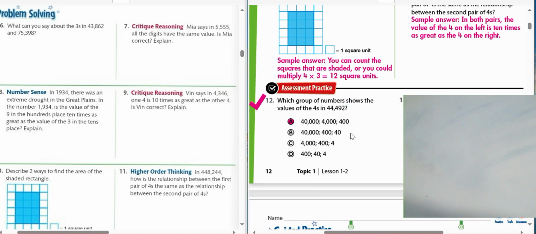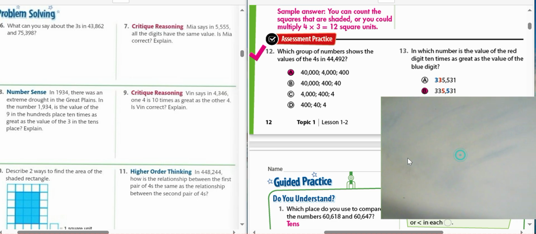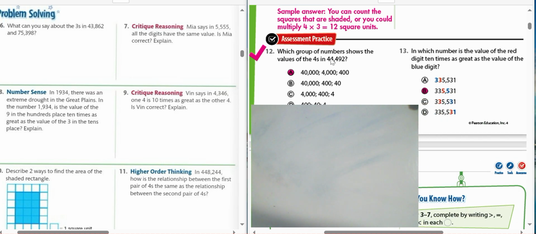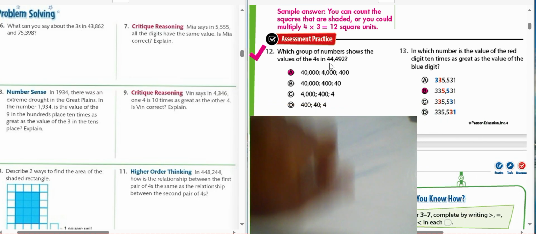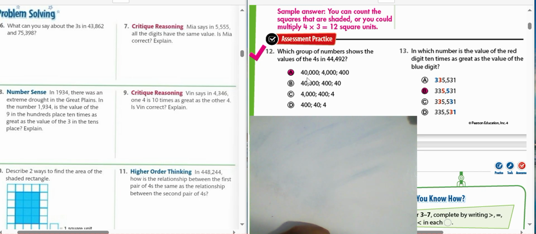Which group? Tell me the value of digit 4 in the number. We have here 4 lies in the 1,000s place, so it will be 40,000, and 4 here lies in the 1,000s, and 4 lies in the 100s. Then 4,000 and 40,000 and 400.